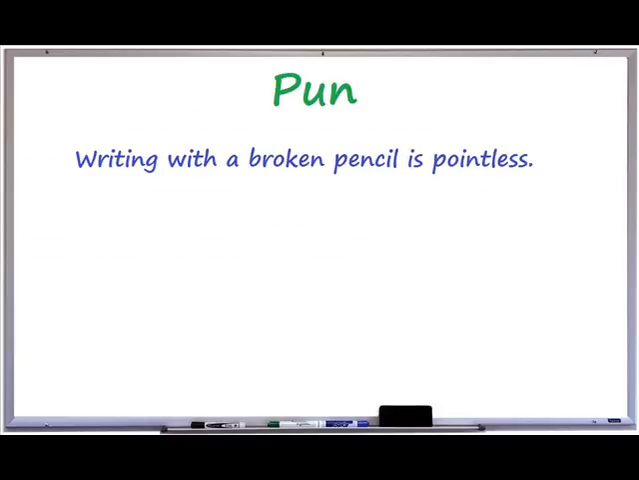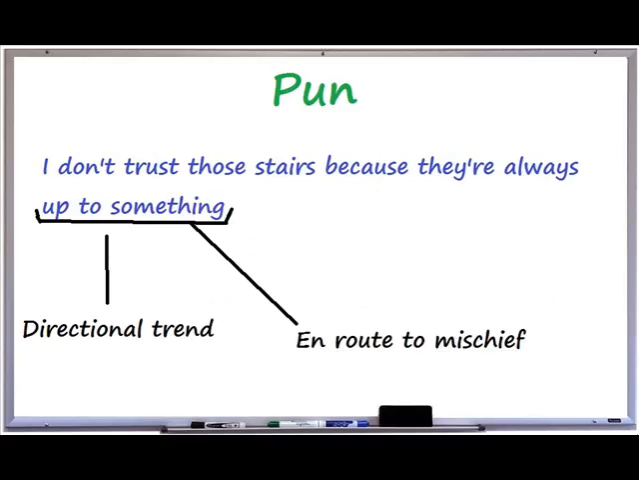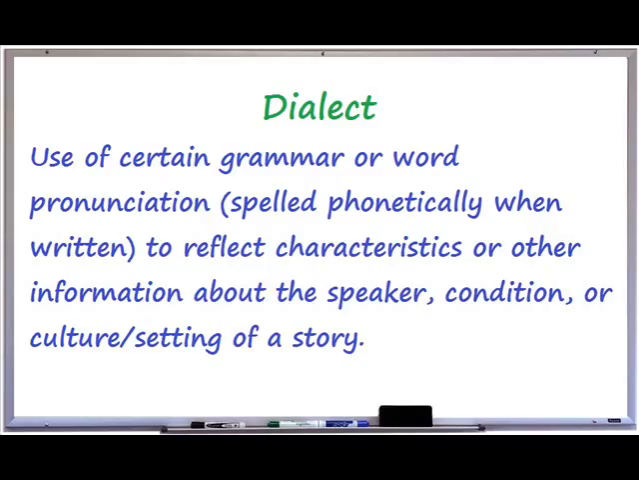For example, writing with a broken pencil is pointless. That pun uses the double meaning of the word point as both meaning or purpose and a sharp end. Another example is, I don't trust those stairs because they're always up to something. That pun takes advantage of the literal term up to something, having a figurative meaning in English that represents mischief.